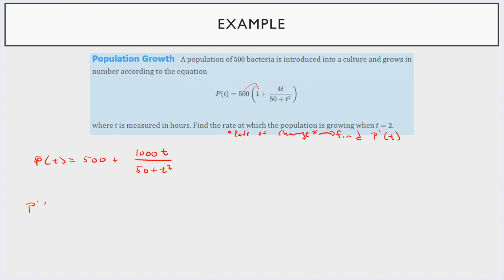So P prime of t. Well, the derivative of this constant goes away. So then you're just going to need to use the quotient rule. So it's the derivative of the top, derivative of the numerator, which is 1,000, divided by the denominator, which is 50 plus t squared, minus the numerator here, which is 1,000 t, times the derivative of the denominator down here, which would just be 2t, all over 50 plus t squared.